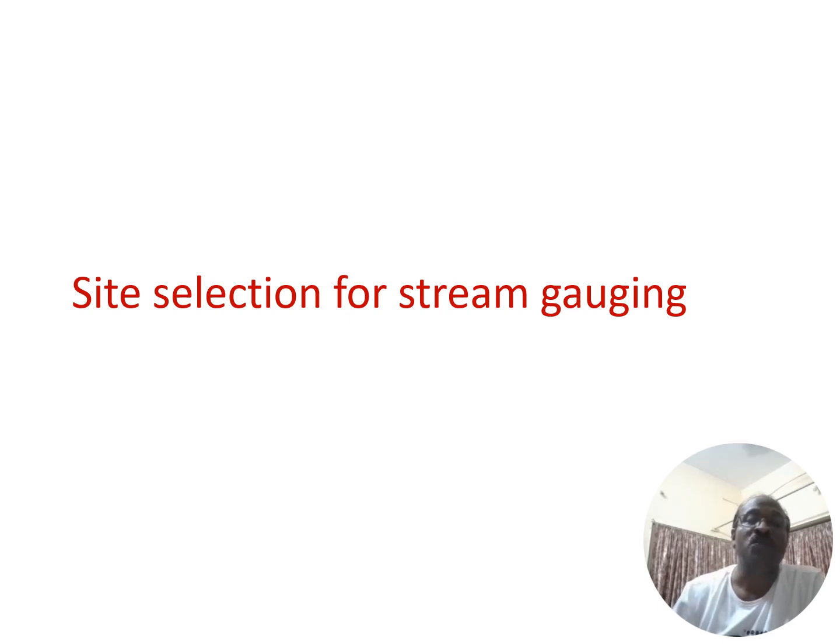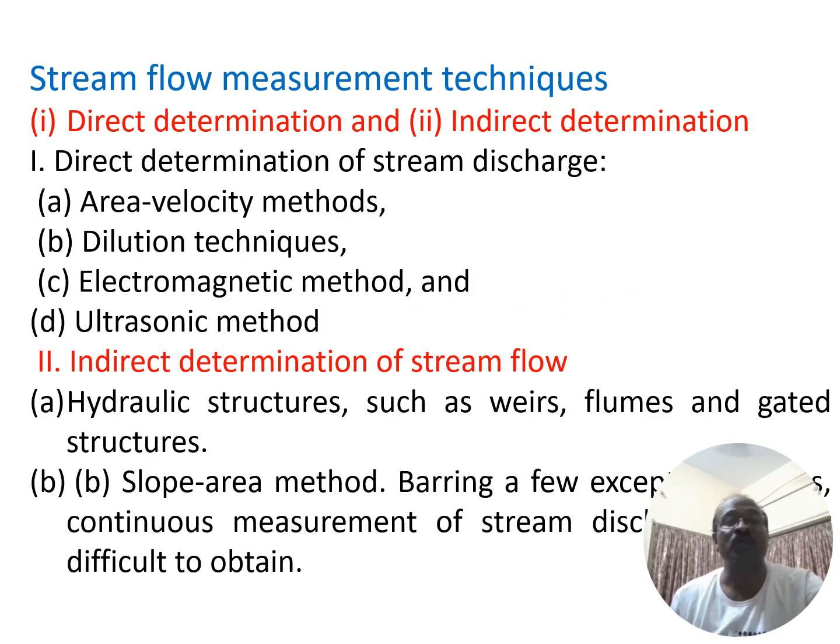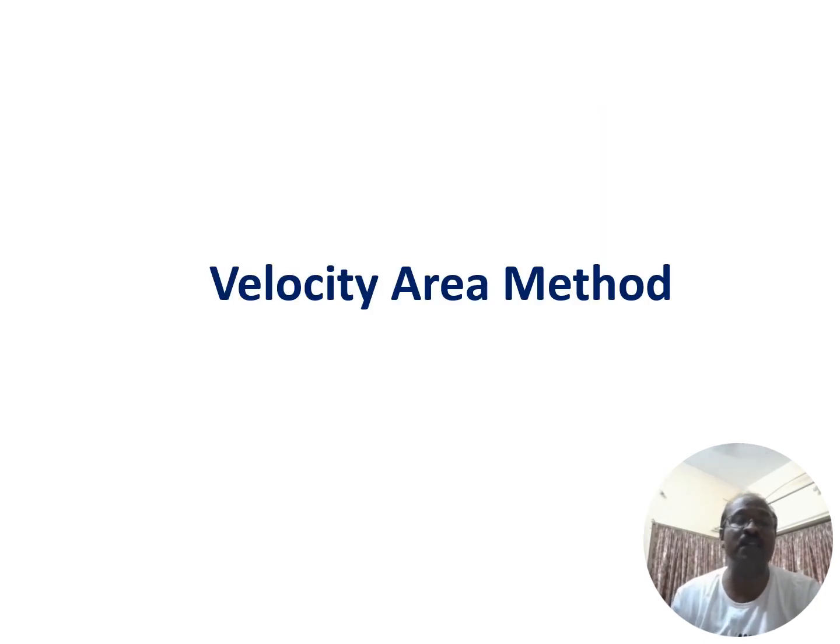The next topic is stream flow measurement techniques. There are many techniques: one is direct determination and the second is indirect determination. Look at the slide so that you understand the direct methods from A to D, and the indirect methods, A and B. Today I plan to explain two methods: the area velocity method and the float method. Both are used for the measurement of velocity.